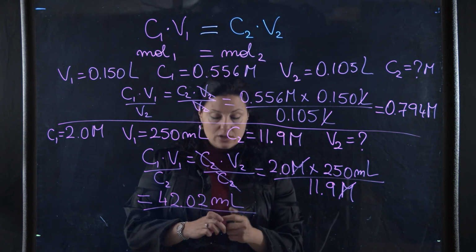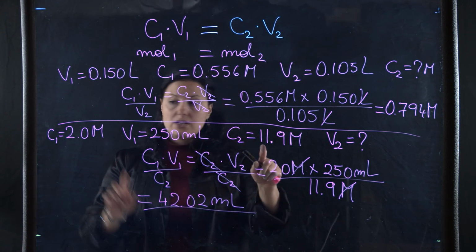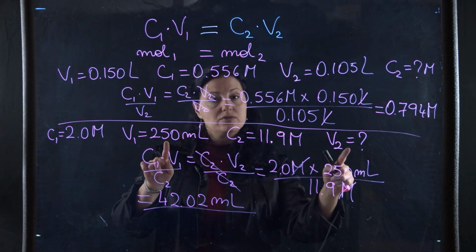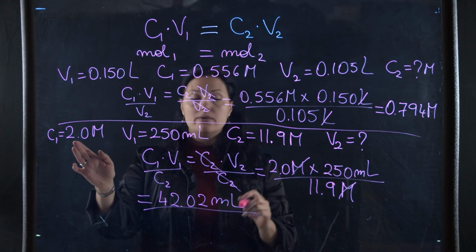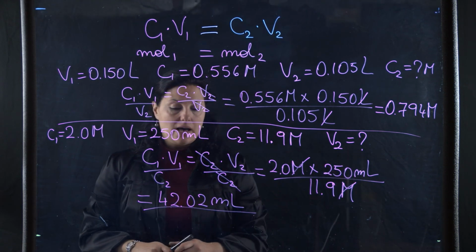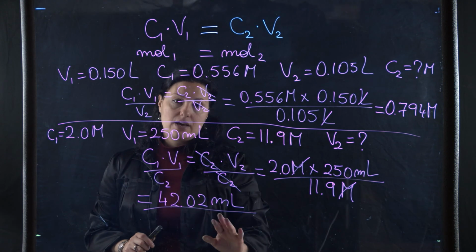Once again, let's take a look. This concentration is higher than this, and therefore this volume is going to have to be lower than that, right? If I increase the concentration, I lower the volume. And that is how I know that I've done this calculation correctly.